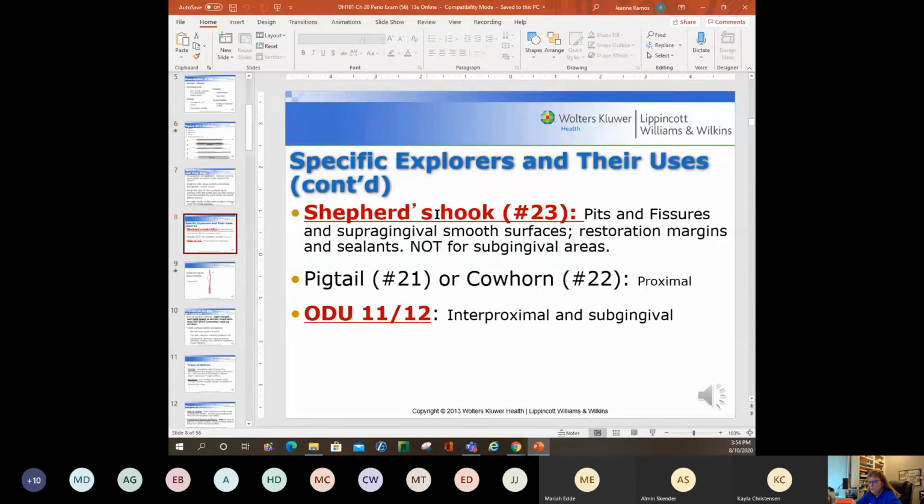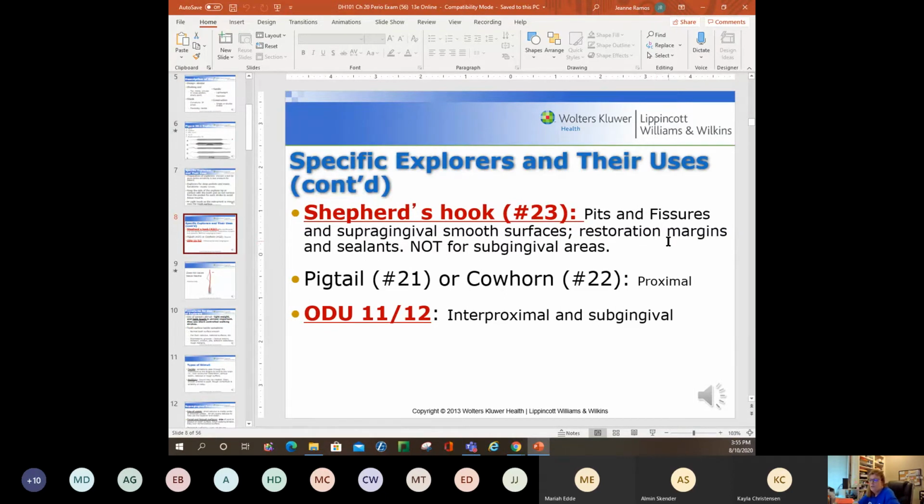So then you have that shepherd's hook, which is called a 23. It's for pits and fissures, supragingival smooth surfaces, restoration margins, and sealants, to check sealant margins. So we can use that instrument and not dull our ODU 11/12 on occlusal margins to see if they pulled away or if they need redone.